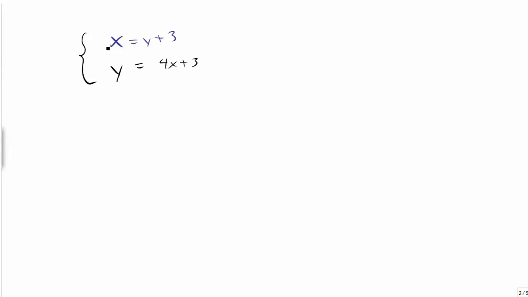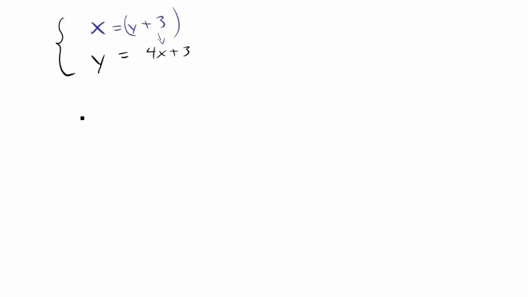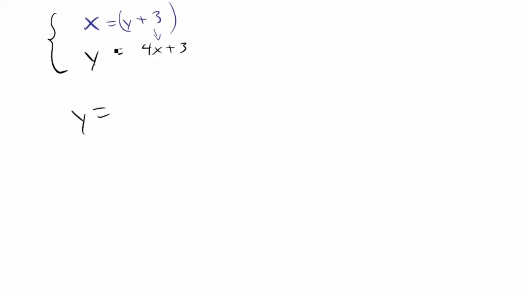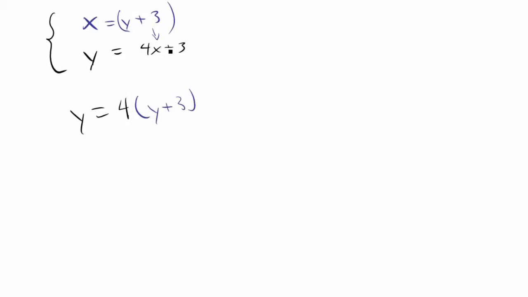So I'm going to use substitution for these examples, and this problem lends itself to substitution because I have x on one side: x equals y plus 3, so x is 3 more than y. I'm going to take that and substitute it in for x in the second equation. So writing that, I get y equals 4 times x, and in place of x, like I said, I'm putting y plus 3, and then the other plus 3.